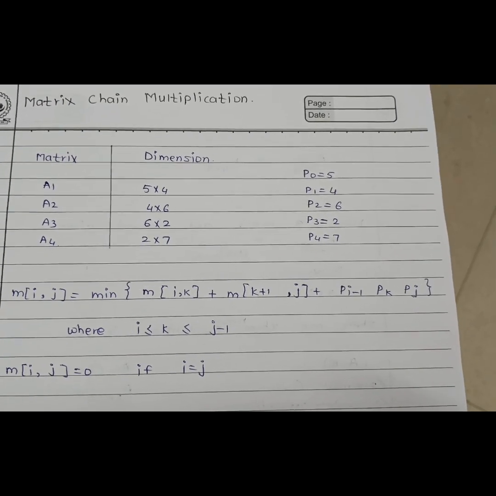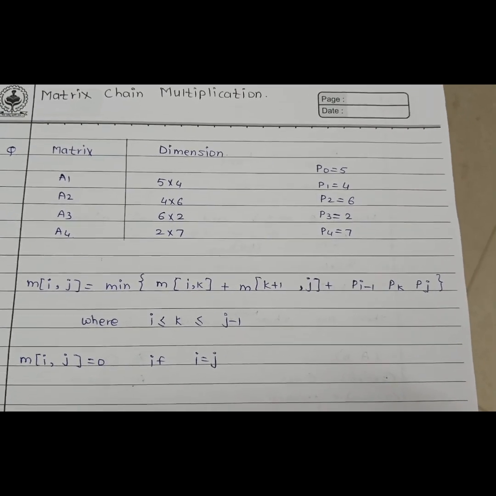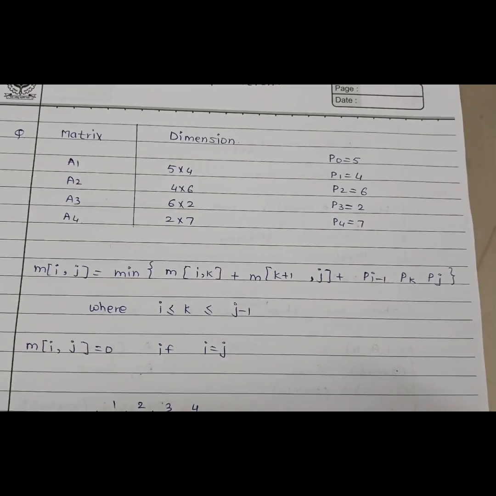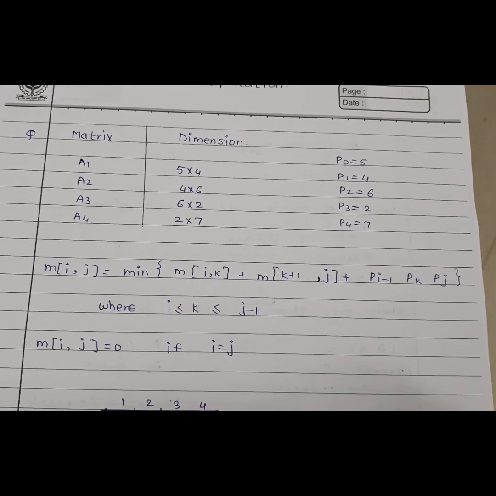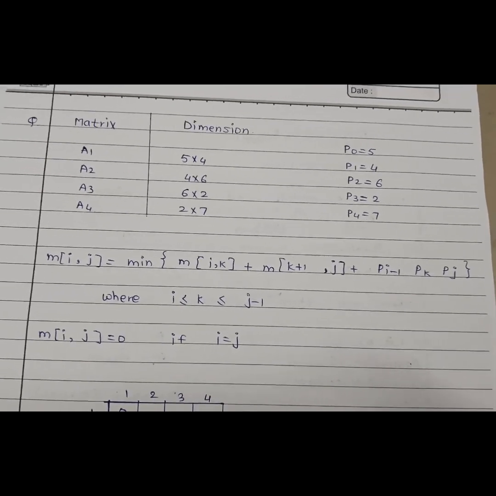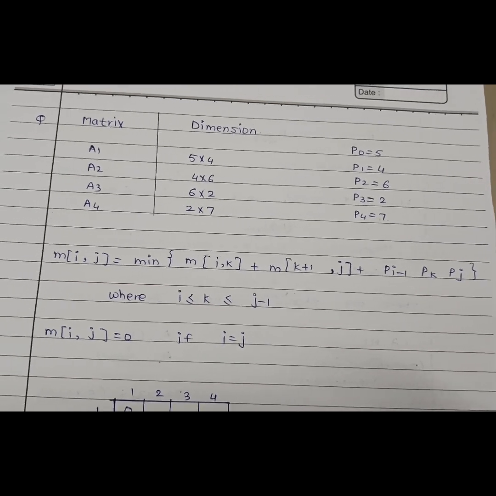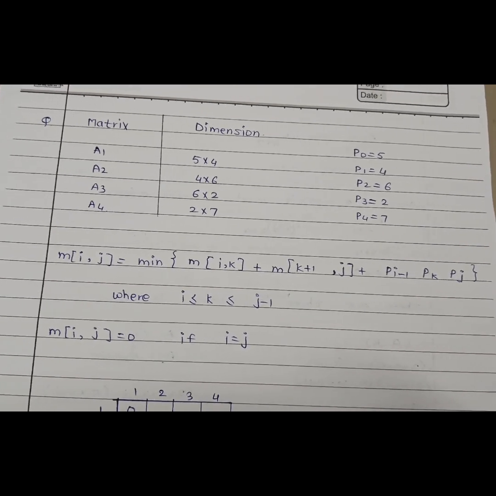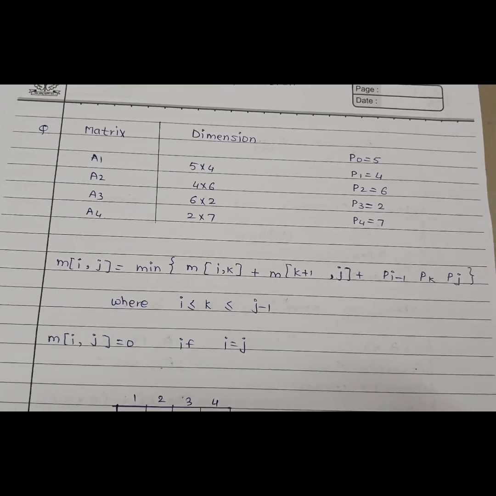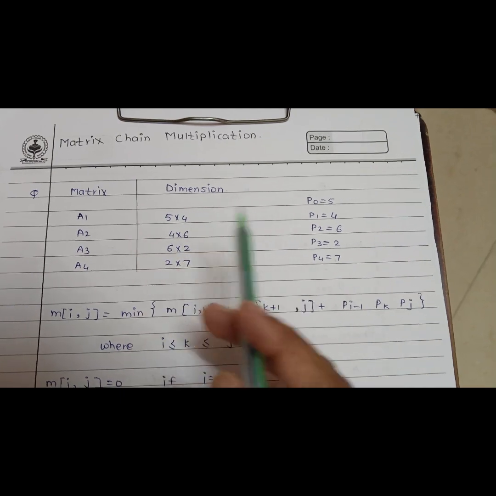Matrix chain multiplication is a dynamic programming problem that aims to find the most efficient way to multiply a chain of matrices. It involves determining the optimal order of matrix multiplication to minimize the total number of scalar multiplications. This optimization is crucial for computational efficiency, as the order of multiplication significantly impacts the number of operations required. Let's take one example on matrix chain multiplication.